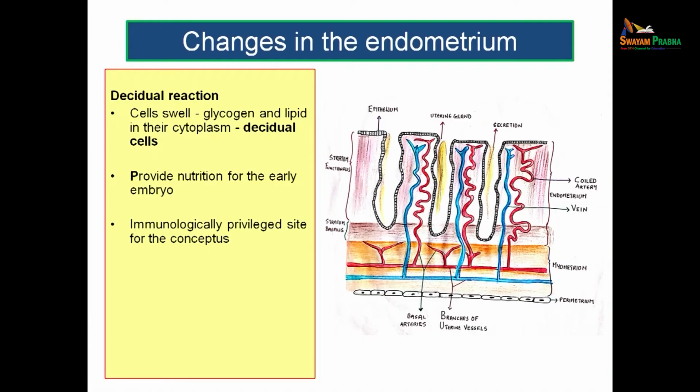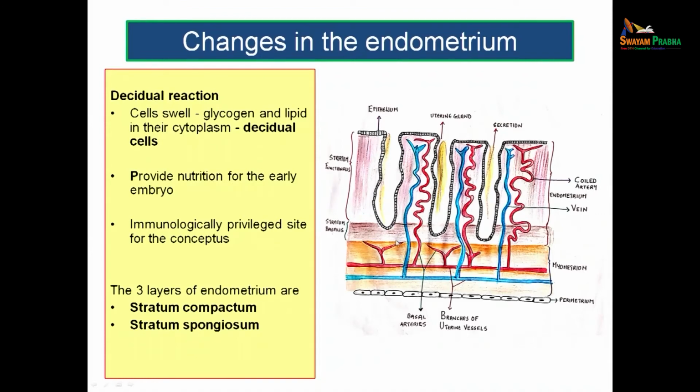So, this region, by the process known as decidual reaction, is made into an immunologically privileged site, so that the fetus, though a foreign body, will not be expelled. The 3 layers of endometrium are stratum compactum, stratum spongiosum and stratum basale. The stratum compactum and stratum spongiosum together are known as stratum functionale, and the third layer is known as stratum basale.